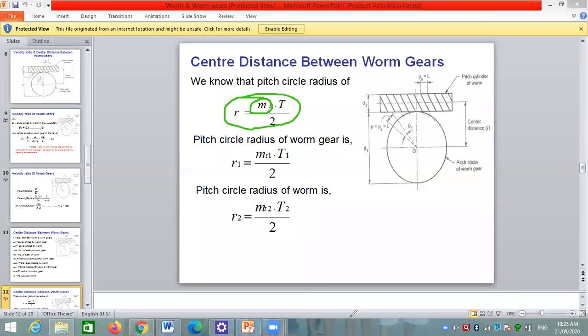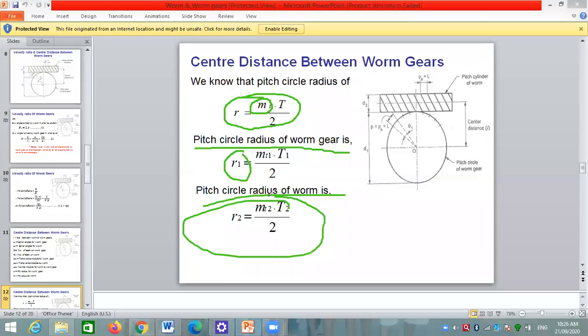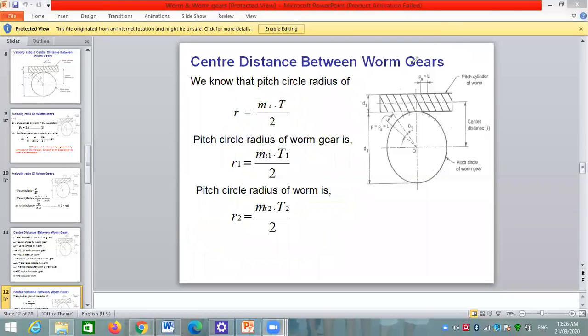Then the pitch circle radius of the worm gear is R1, which is equal to MT1 into T1 divided by 2, and the pitch circle radius for a worm is denoted by R2, and it is equal to MT2 into T2 by 2. Okay. This is the radius. Then if we take the summation of both the radii, we will get the center distance.